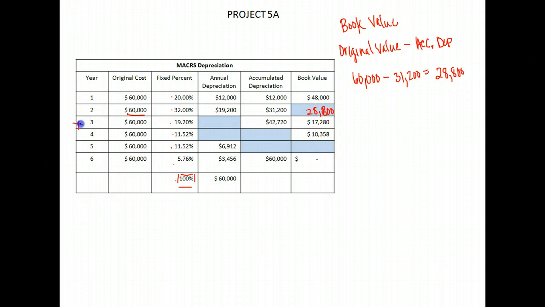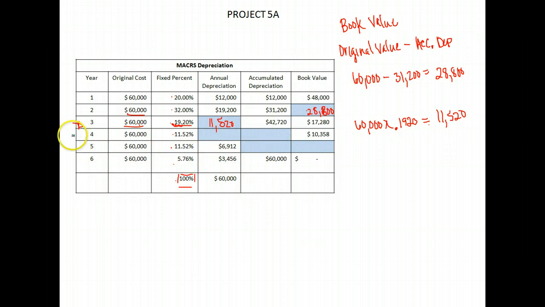All right, the next blank is here in row 3. We've been given the original cost, the fixed percent it's supposed to depreciate by, and they want to know what was the annual depreciation. Well, to find that, we just take our original cost times our percent of depreciation, move the decimal 2 places to the left, and then multiply. So our original cost was $60,000. We take that times our depreciation percentage of 0.192, and we get $11,520. Okay.